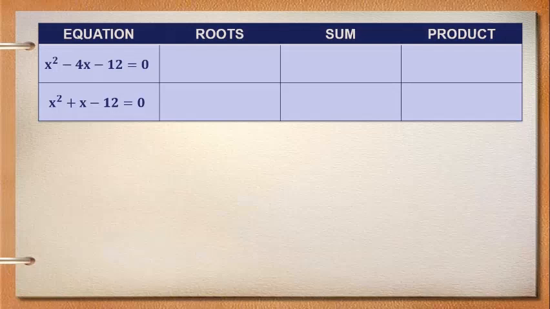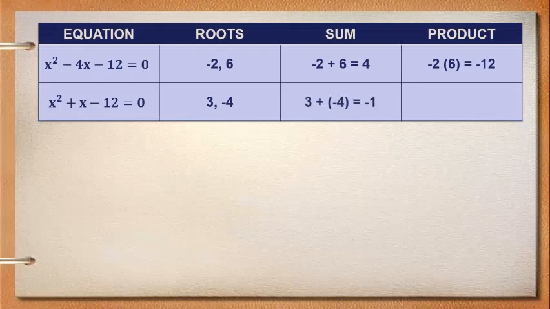For the first equation, -2 and 6 are the roots. When we add the two, -2 plus 6, the sum will be 4. And when we multiply -2 and 6, it will give us a product of -12. For the second equation, we have 3 and -4 as the roots. When we add 3 and -4, the result is -1. And multiplying the two will give us -12.